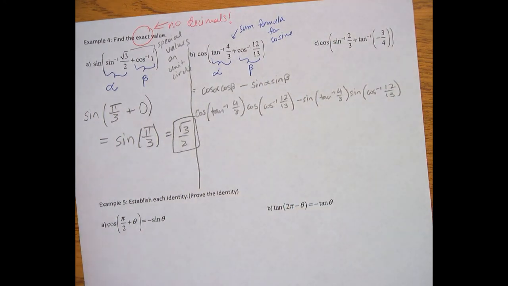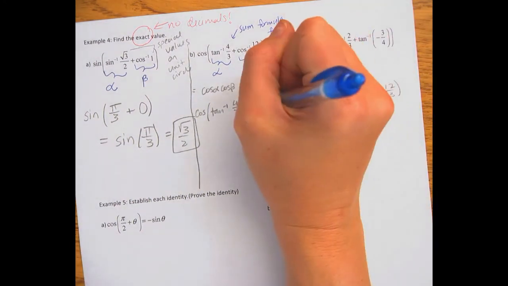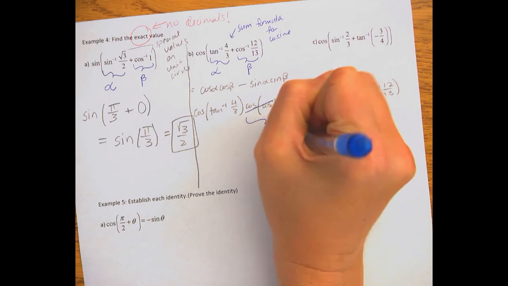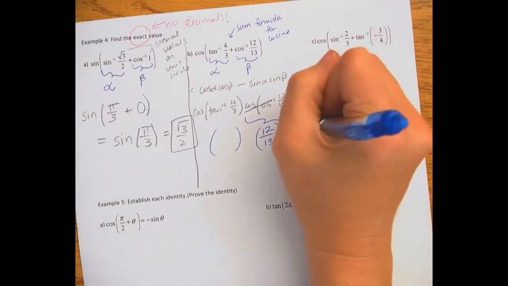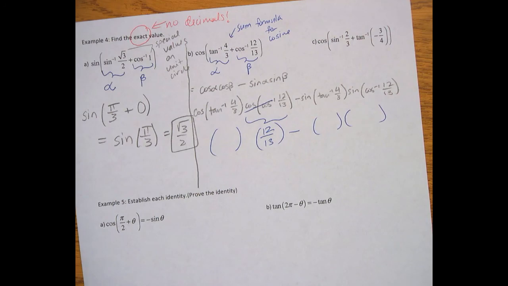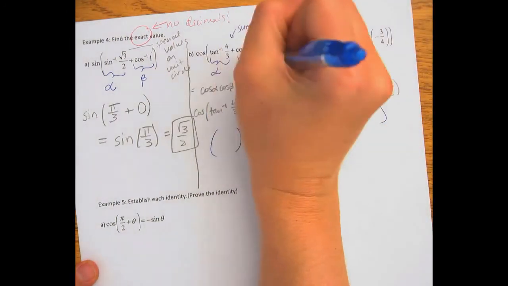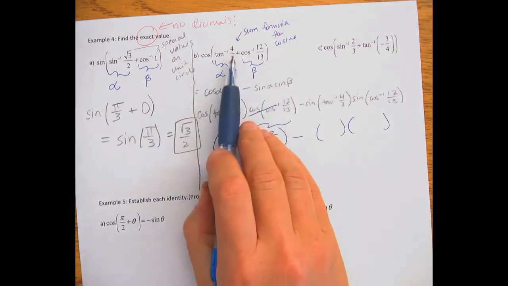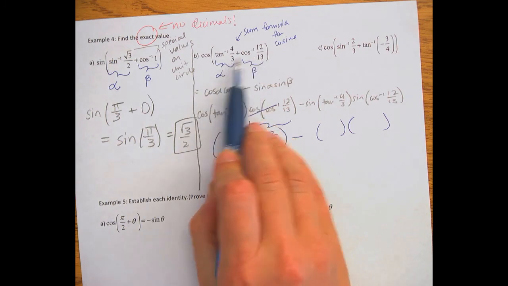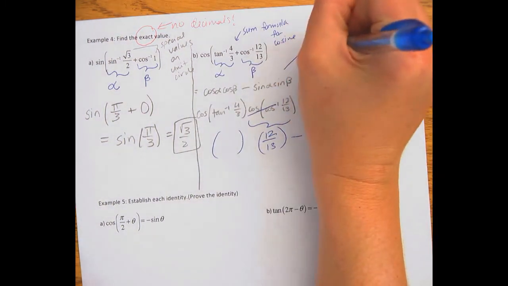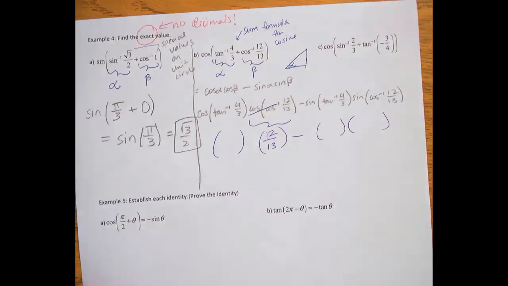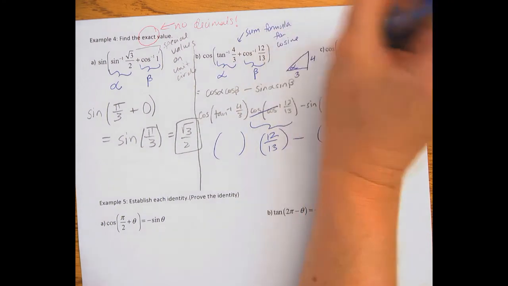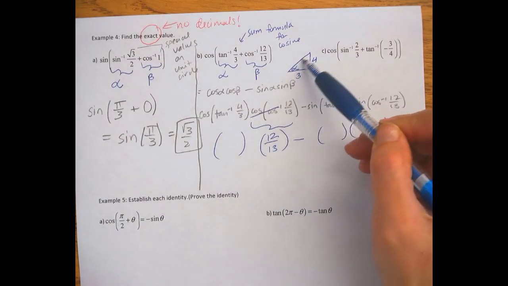Okay. So this one right here is really easy. The cosine and the cosine inverse cancel out, so this one is 12 over 13. These two are harder, so what might be easier is to draw a picture for angle alpha and angle beta. These are both positive, which tells me that these are both in quadrant 1. So here's angle alpha. And tangent is opposite over adjacent, so this would be 4 over 3, and I can use the Pythagorean theorem to find the hypotenuse, which would be 5.